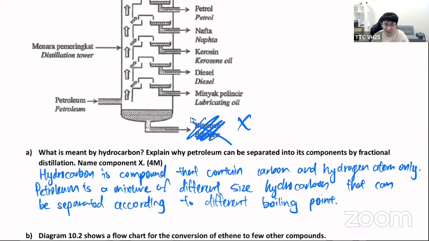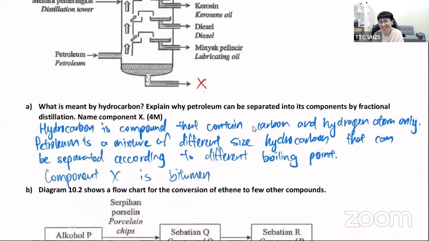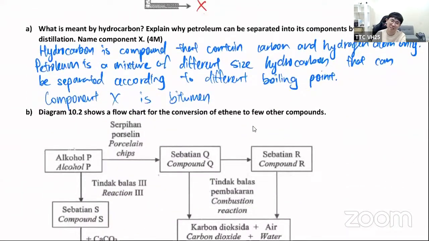Okay, guys, use your correction tape. Write X, because the question has a mistake. What is component X? Component X is bitumen. So easy. Okay, guys, a big mistake here. Forgive Yutian.